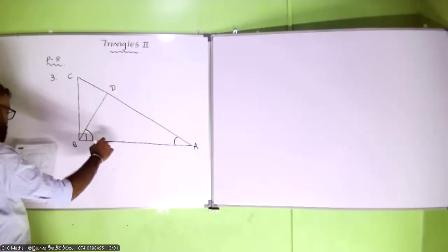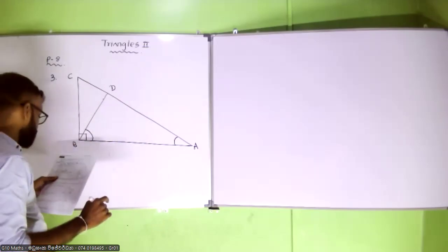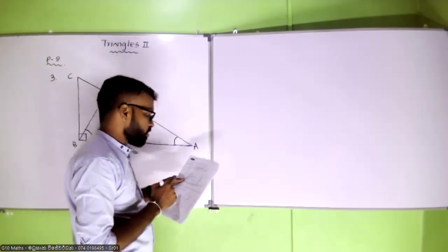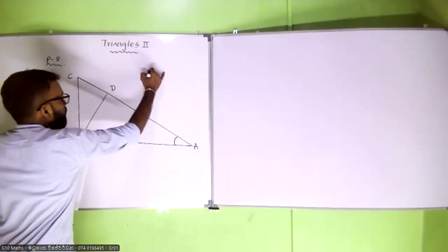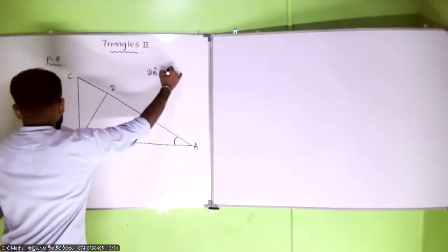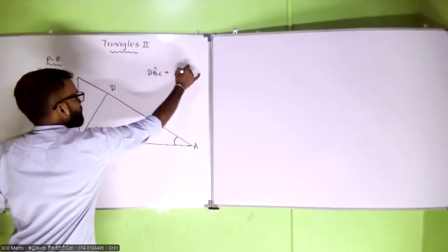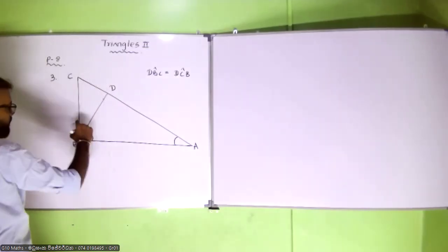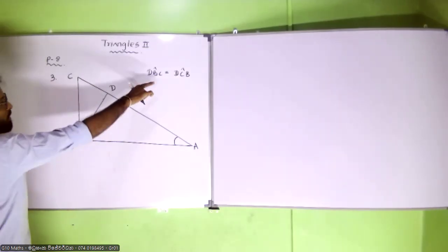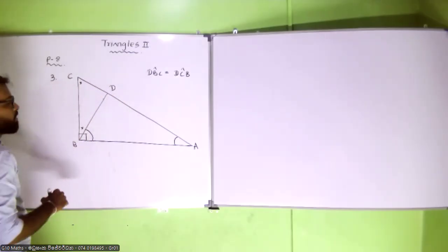Angle BAD equals angle DBA. That thing is given. And also angle ABC equals 90 degrees. Then prove that angle DBC equals angle DCB. So what are those angles? DBC, okay, this angle, when I move, equals angle BCD.